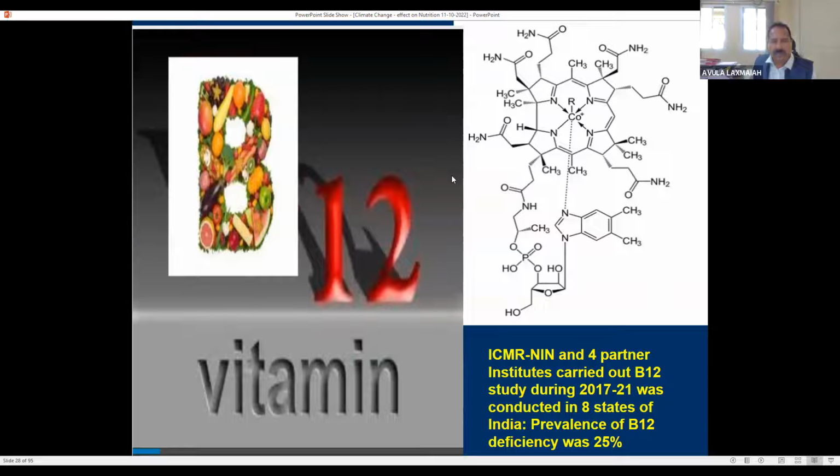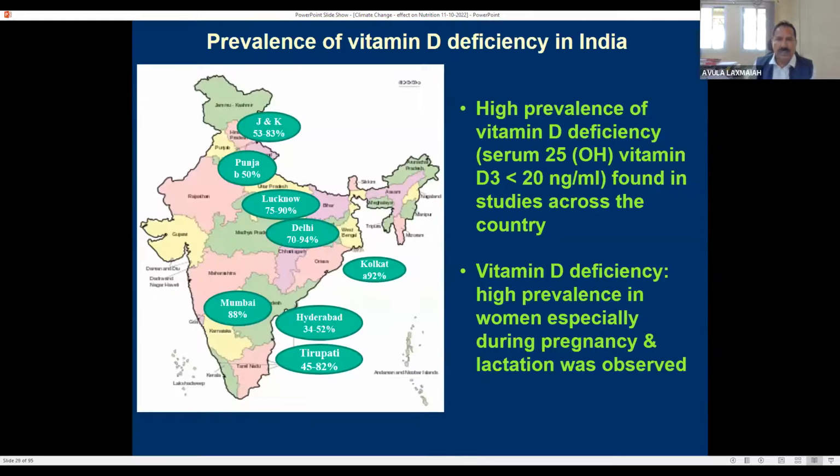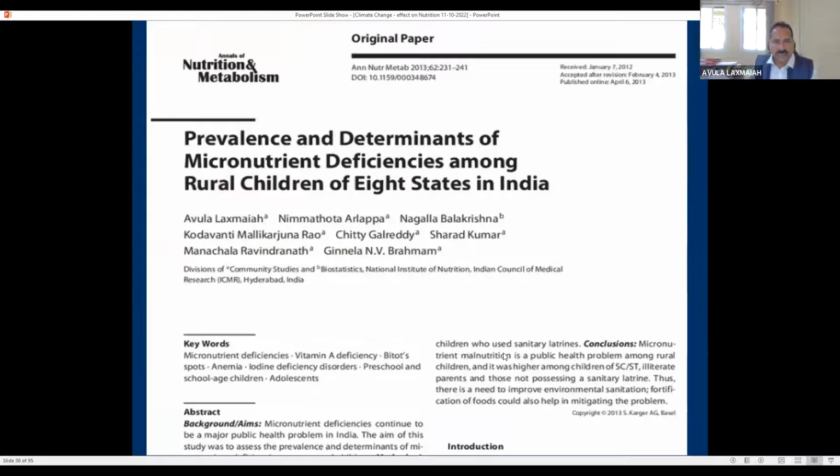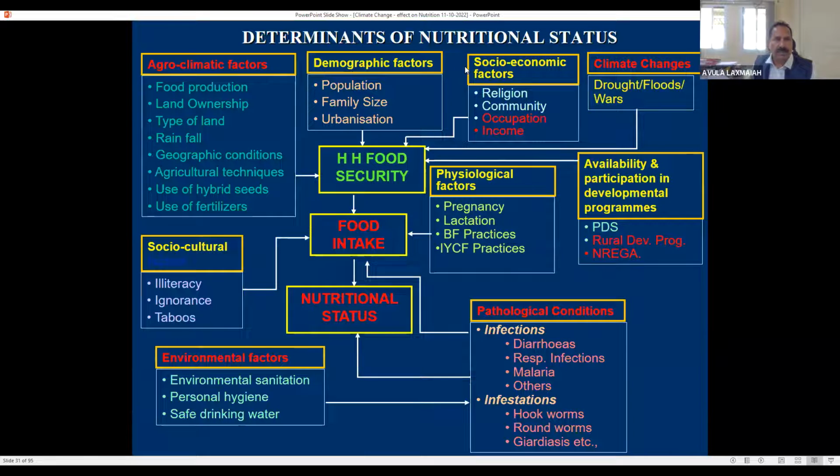Recently we also conducted mapping of B12 deficiency in India. Almost 25% of our population is suffering from B12 deficiency in different age groups and genders. And of course, vitamin D deficiency is also there. And this is another paper we published on the different micronutrient deficiencies in India. And ultimately, what are the determinants?